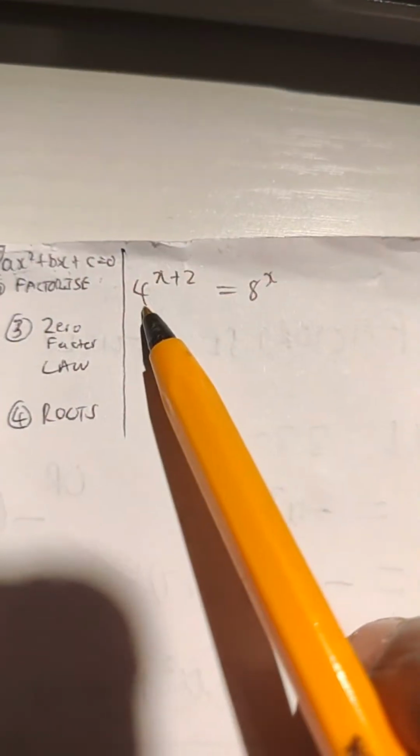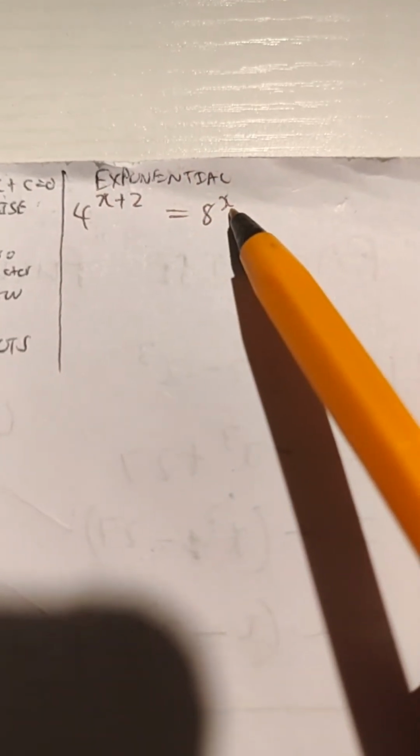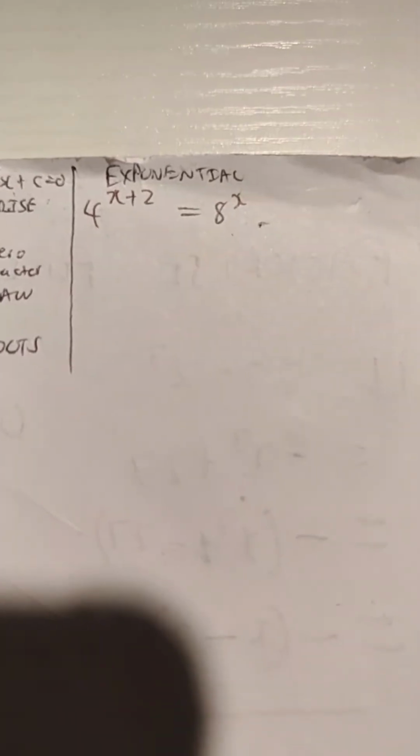Okay. Then the last question for solving equations is 4 to the power x plus 2 is equal to 8 to the power x. Here, what do we have? We have an exponential equation. It's not quadratic, but it's an exponential equation. When we solve exponential equations, guys, the objective is to have the same numerical bases on the left and the right. Currently, there's a 4, there's an 8. These bases are not the same.